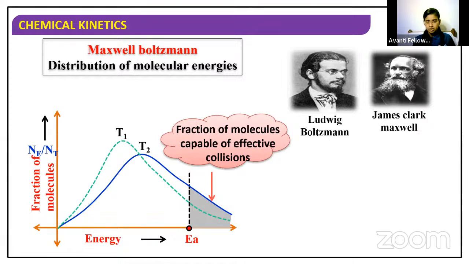Suppose let me take T2 greater than T1. If I increase the temperature, the number of molecules getting collided will also increase. The number of collisions will increase, so the rate of the reaction increases. Got it? So Boltzmann and Maxwell observed this and gave this distribution of molecular energy curves for a certain molecule. Clear for all of you? Shall we move on to the fourth factor which affects the rate of the reaction? Shall we go with that? Yes.